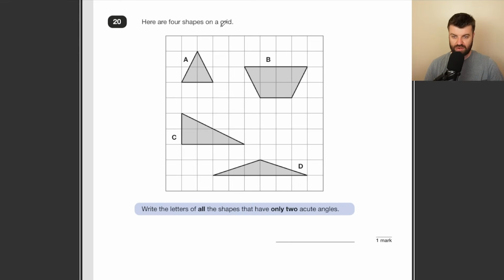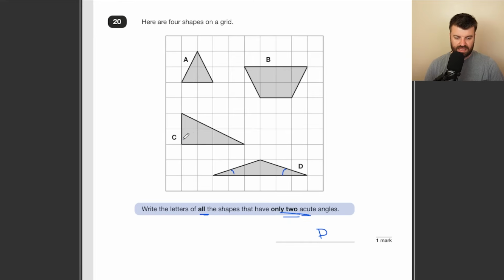Here are 4 shapes on a grid. A, B, C, D. Write the letters of all the shapes, which means it could be more than one, that only have 2 acute angles. Well, let's take a look. Let's start with D. Why not? This is acute because it's less than 90, remember? That's what acute means. This is acute, and this one is obtuse. So this has 2 acute angles, so I can put D.